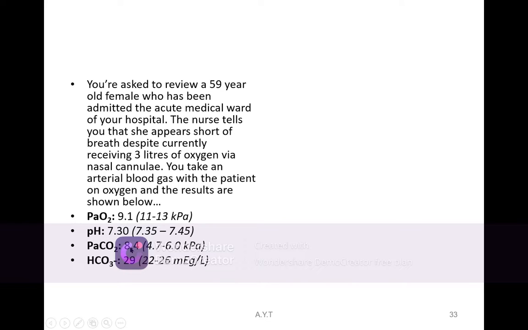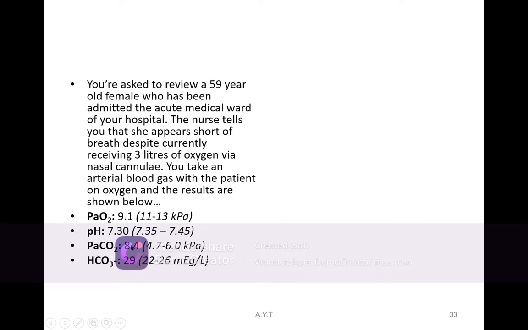PaCO2 is 8.4. It is 60 millimeters of mercury. It is normally about 45. The respiratory system is actually the one here, which is probably in problem. It should be compensated by what, if it is the respiratory system? You have to go for the bicarbonate levels.